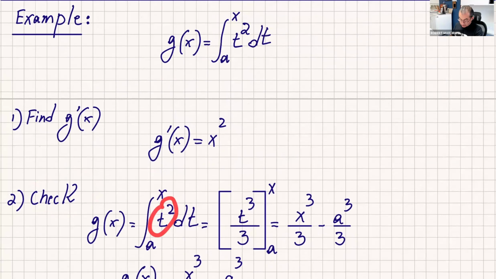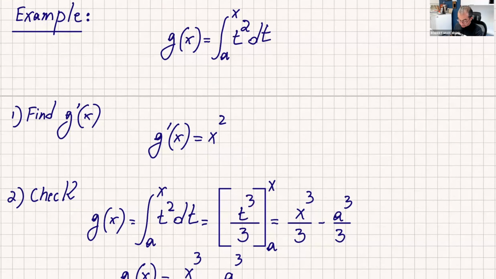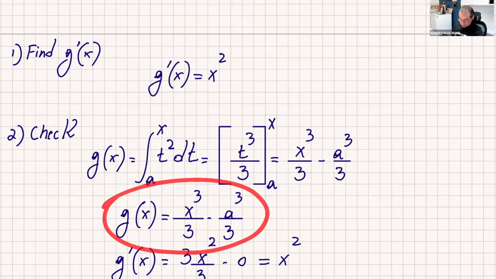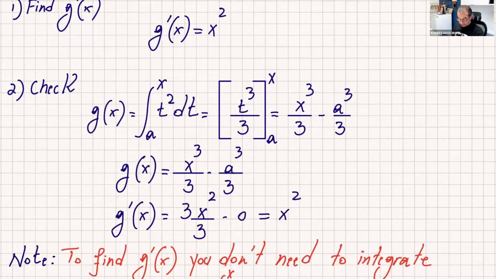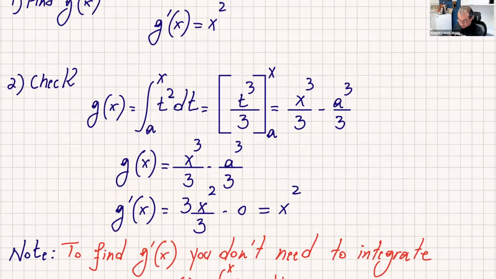If I evaluate this integral of t squared dt, the integral of t squared is t cubed over 3. And again, we're going to go from a to x. So we substitute x first and minus a. Then we get x cubed over 3 minus a cubed over 3. So basically, this is our function, g of x. It's x cubed over 3 minus a cubed over 3. Let's take the derivative of that. g prime of x is 3x squared over 3 minus, this is a constant. The derivative of a constant is 0. So we just end up with x squared.